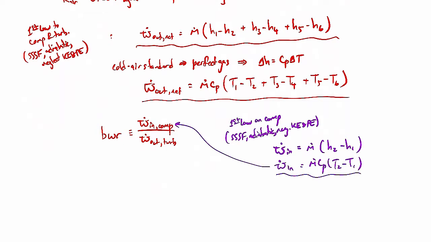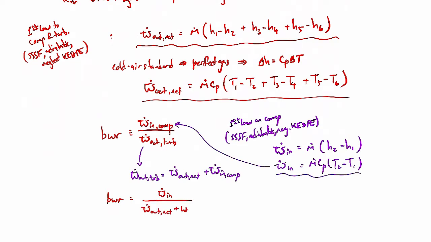To find the power coming out of the turbine, I can just make use of the net power out and the power into the compressor. So W dot out of the turbines will be the net power out, and then add back in the compressor power. So that's how we will find that one. So the back work ratio will just be W dot in all over W dot out net plus W dot in from the compressor.